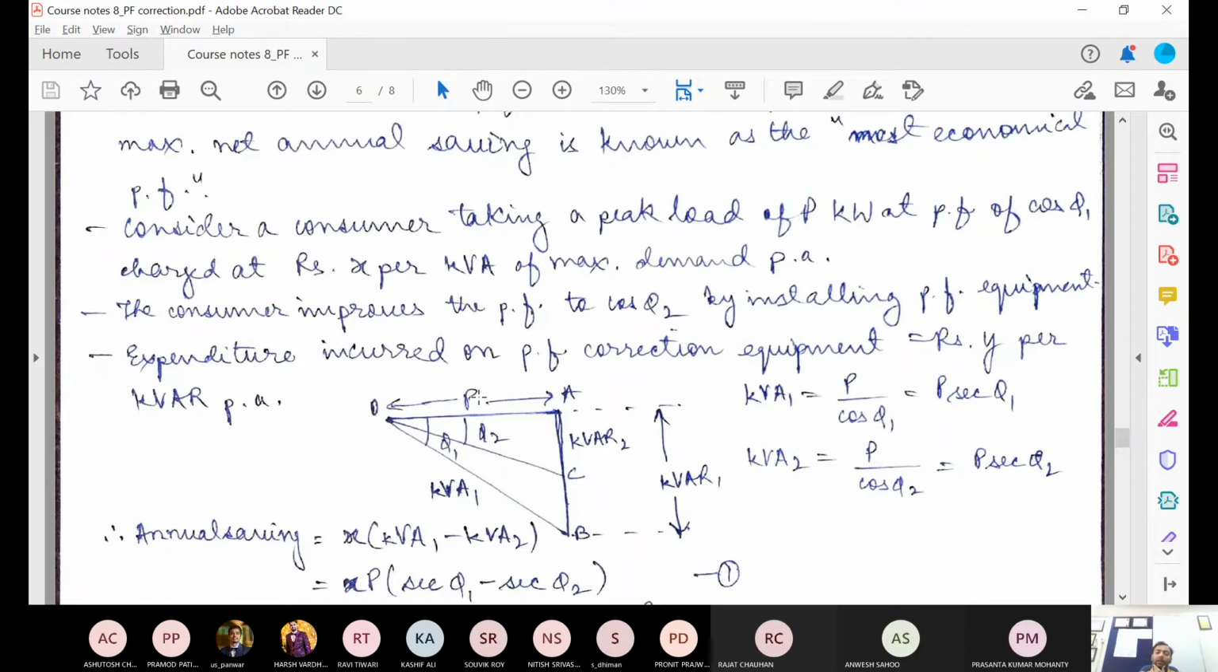Typically real power also might be improved. If you can put in some more energy efficient devices, you can improve upon the real power also. But right now that is not the scope of our discussion. So that is also one option available.